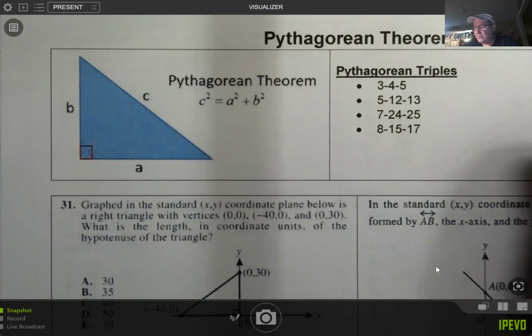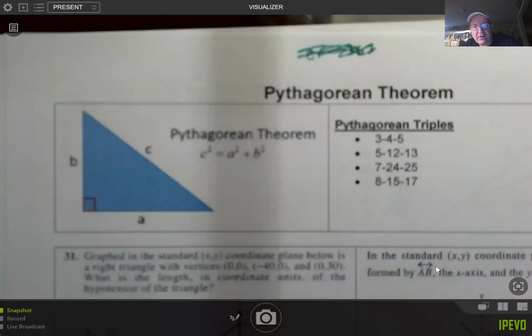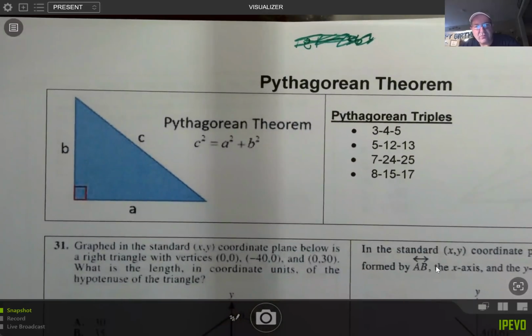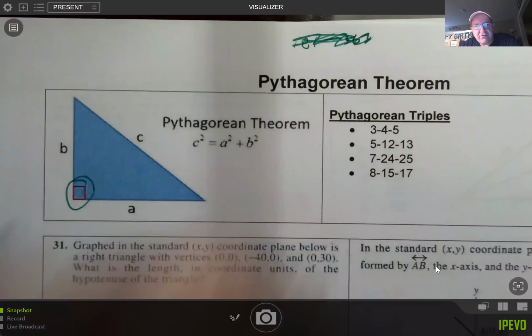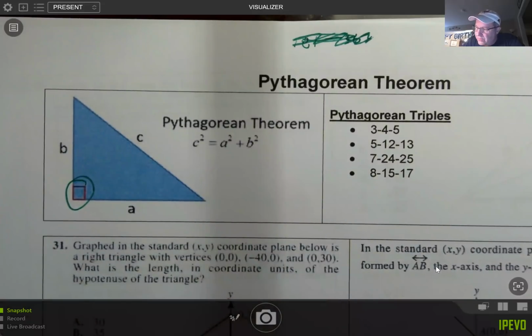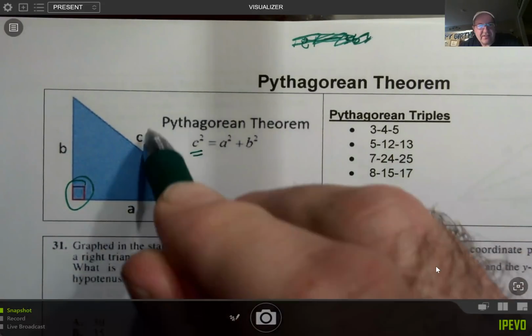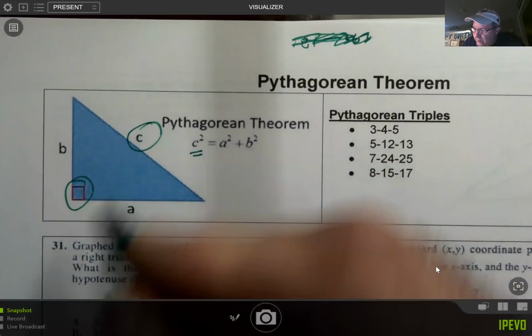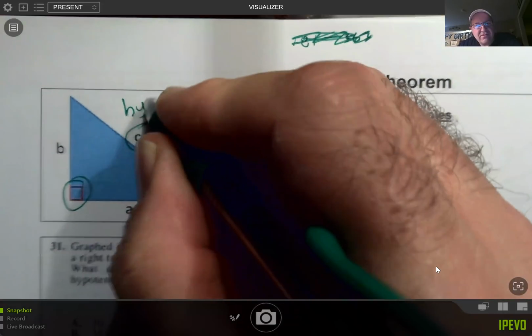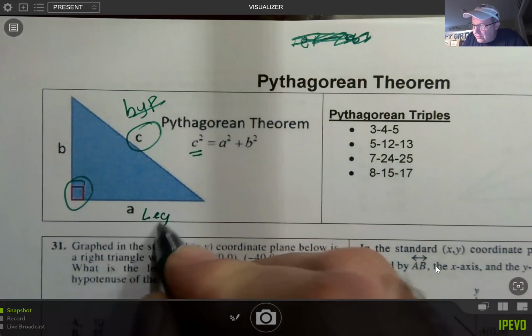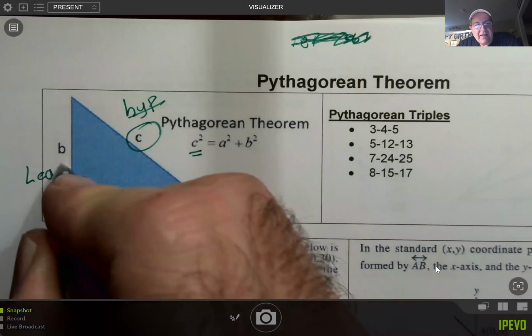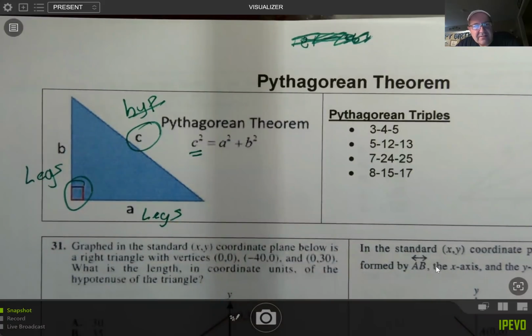First off, Pythagorean theorem, right? A squared plus B squared is equal to C squared. It only is used in right triangles. And you also want to make sure that C is the hypotenuse. In other words, it's the longest side. These other two sides are called legs, and we'll see that in some questions. They'll say one side is a hypotenuse, they'll say something's a leg, and so on.